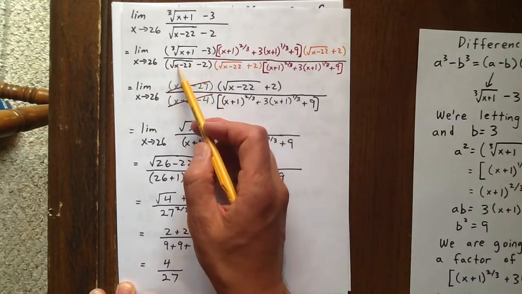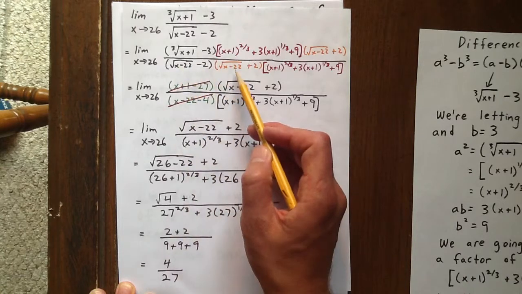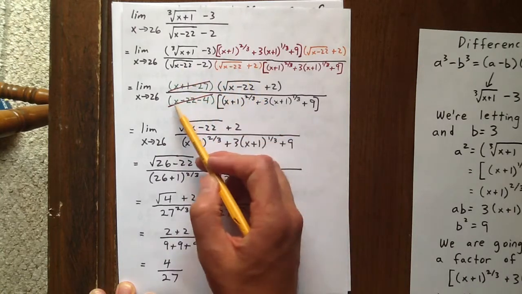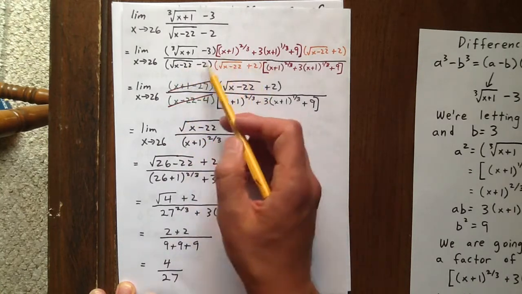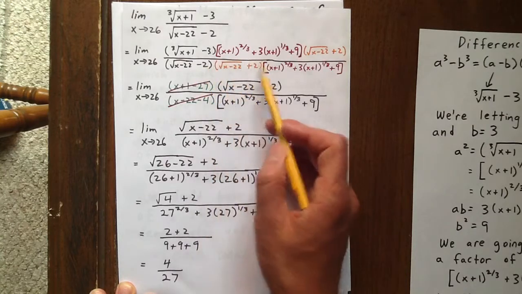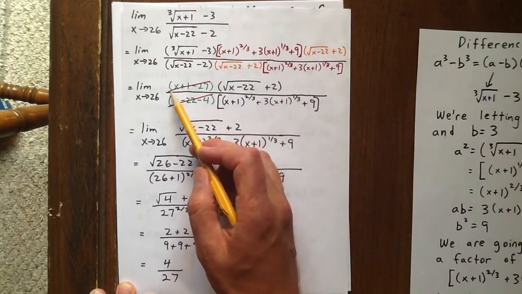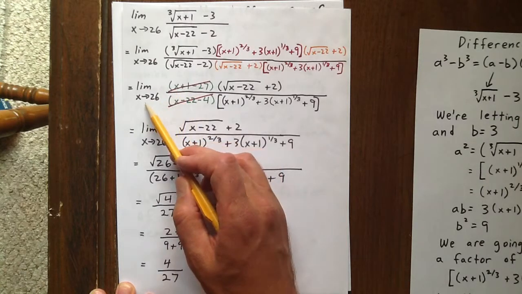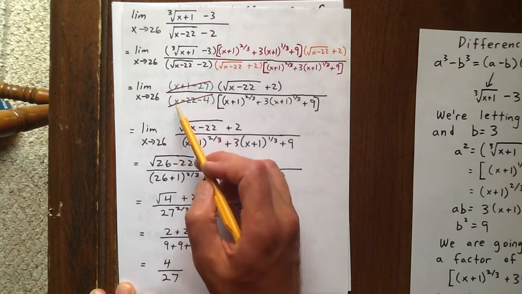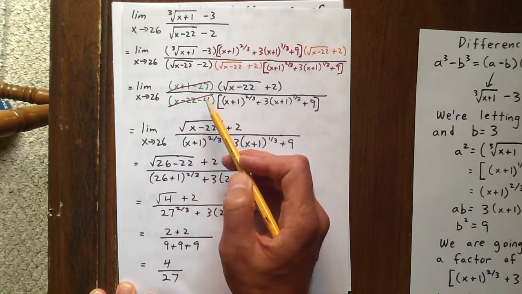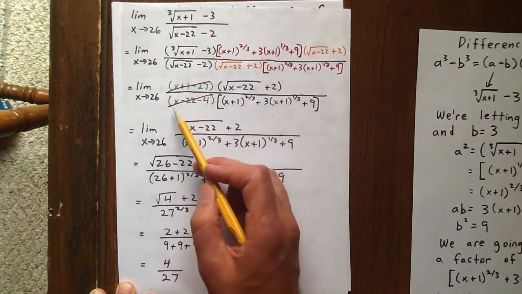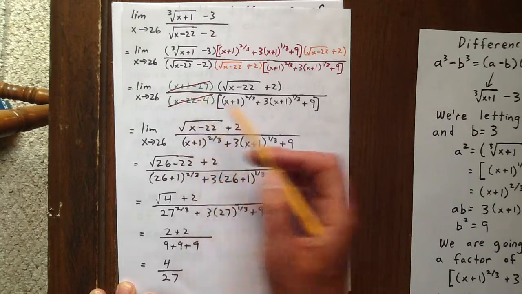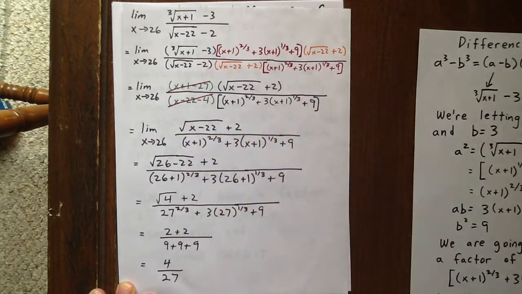In the denominator, the square root of x minus 22 times the square root of x minus 22 is x minus 22. The middle terms cancel out, and then we have minus 4. So what we have is x plus 1 minus 27, which simplifies to the offending factor of x minus 26, and x minus 22 minus 4, which also simplifies to the offending factor of x minus 26. Crossing those out leaves this expression over this expression.